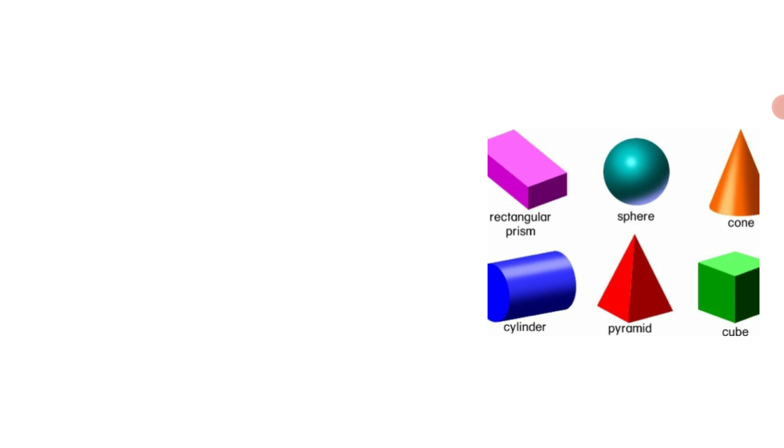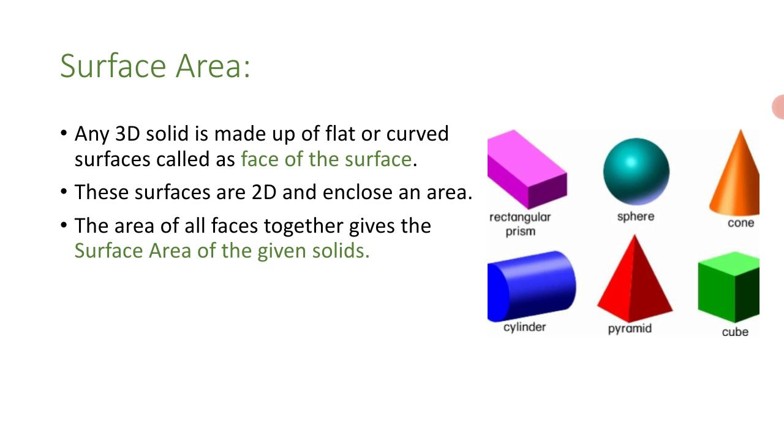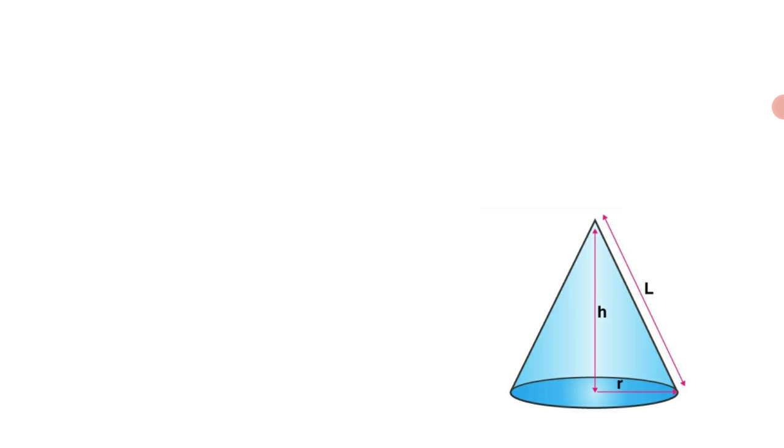Next, we can see surface area. Any 3D solid is made up of flat or curved surfaces called faces of a surface. In this picture you can see the rectangular prism. In that, the upper flat surface is called a face of the surface. These surfaces are 2D and enclose an area. The area of all faces together gives the surface area of the cone.